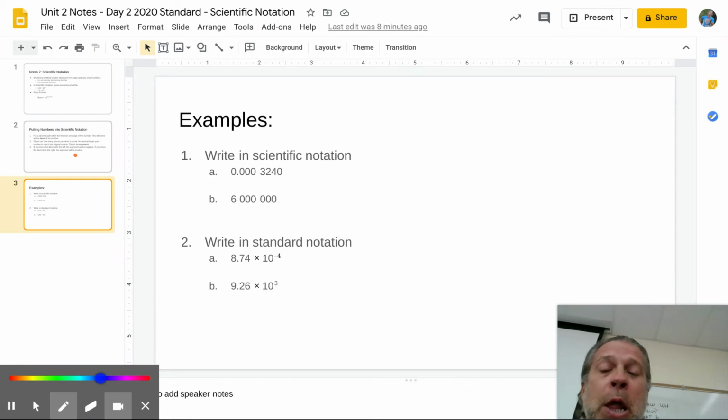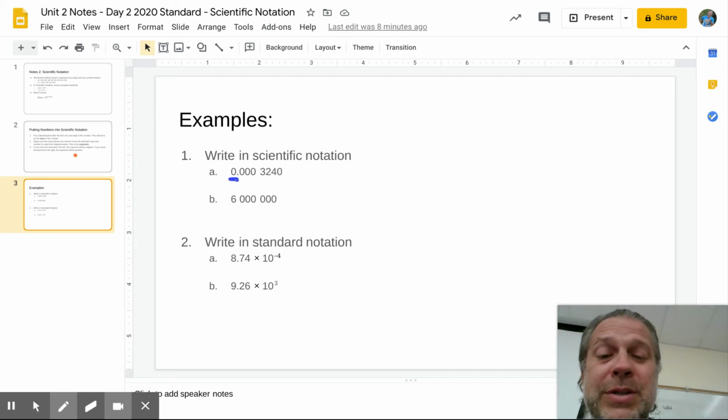In 1A, I see that I have the number 0.00034, or I'm sorry, 0.0003240. The fact that there is a decimal at the beginning tells me that this number is less than 1. So I'm going to look for the place where I can place a decimal that will give me a number that is between 1 and 9.9.